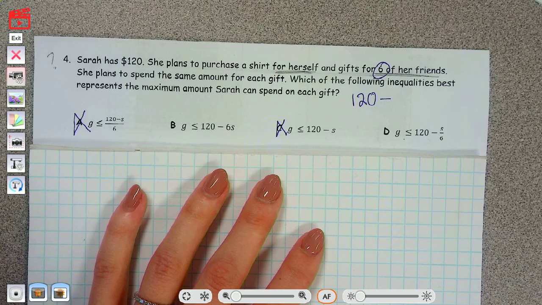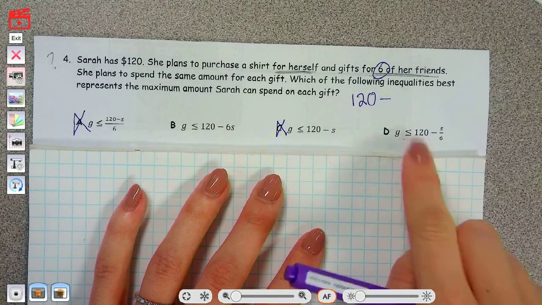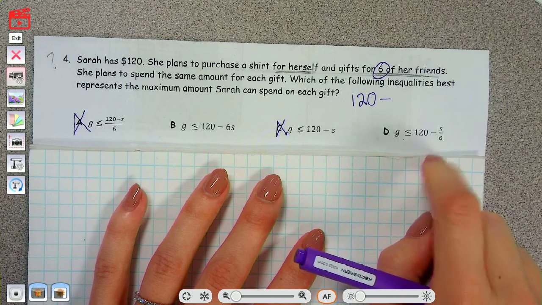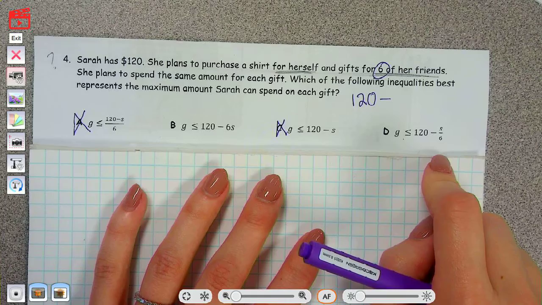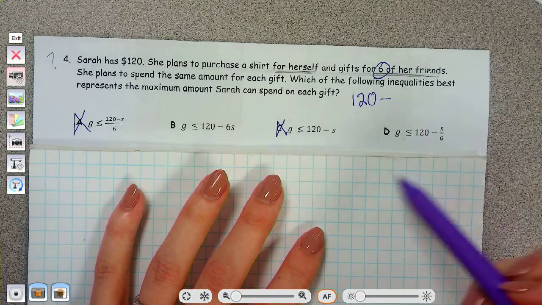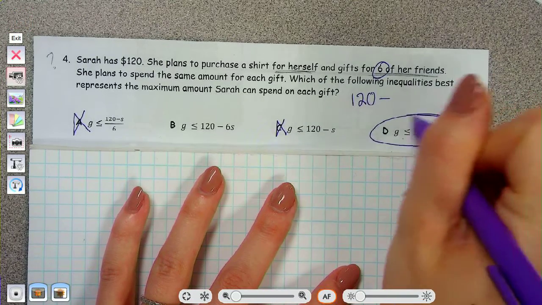Now, she plans to spend the same amount for each gift. That means that the gift amount is going to be 120 minus whatever the amount of the shirts is, or the gifts is, I keep saying shirts because it's X, minus whatever the amount of the gifts is, divided by 6. So our answer is going to be D.